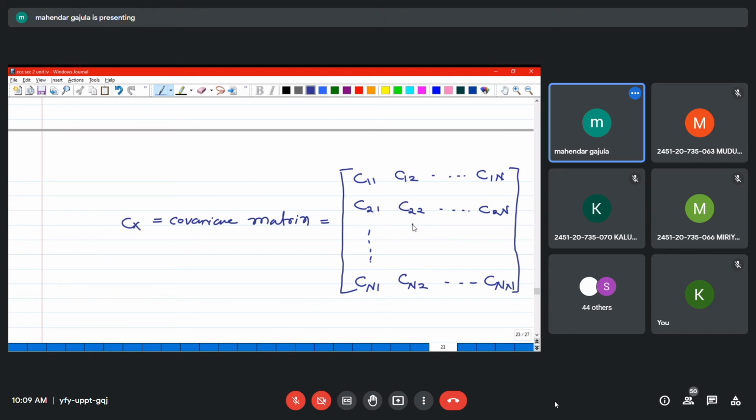If we clearly observe, these diagonals represent autocovariance, and remaining elements are cross covariances. And the dimension of this matrix is n cross n.